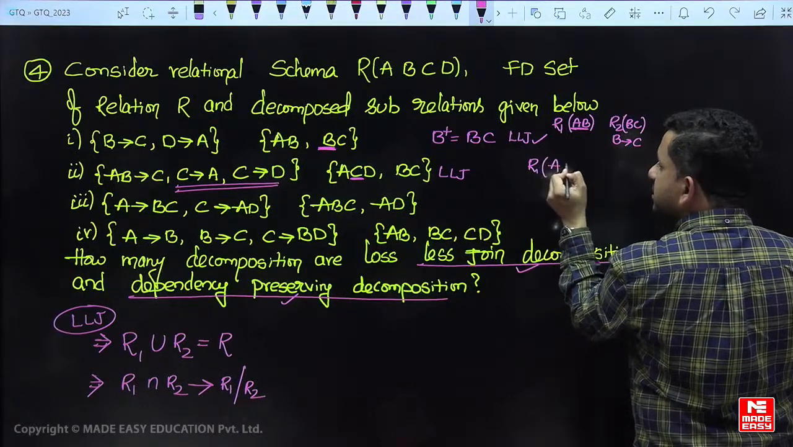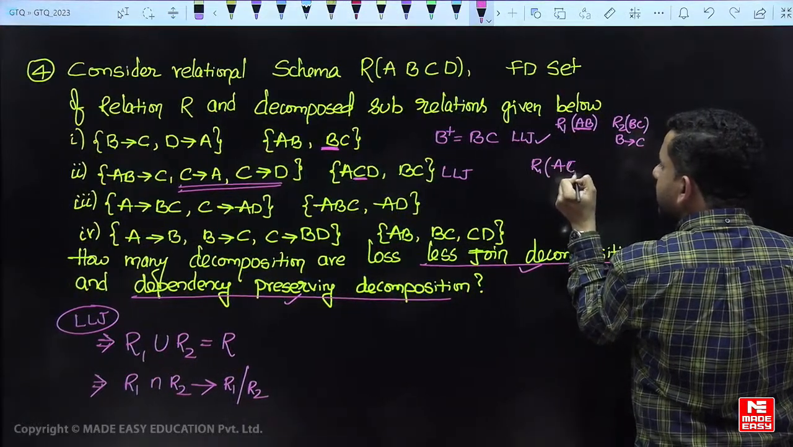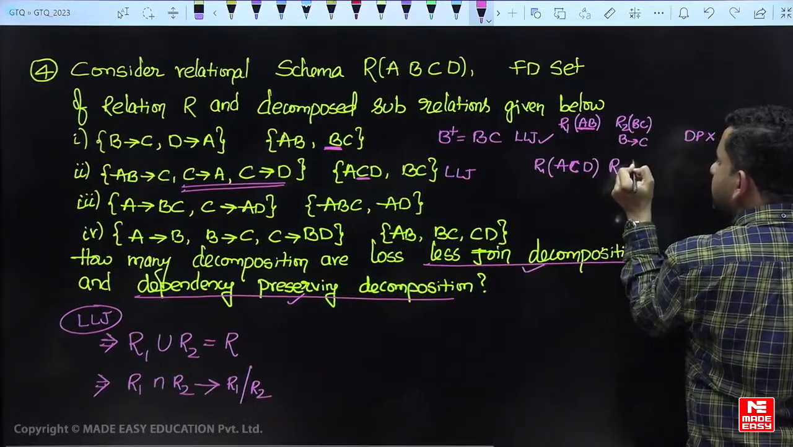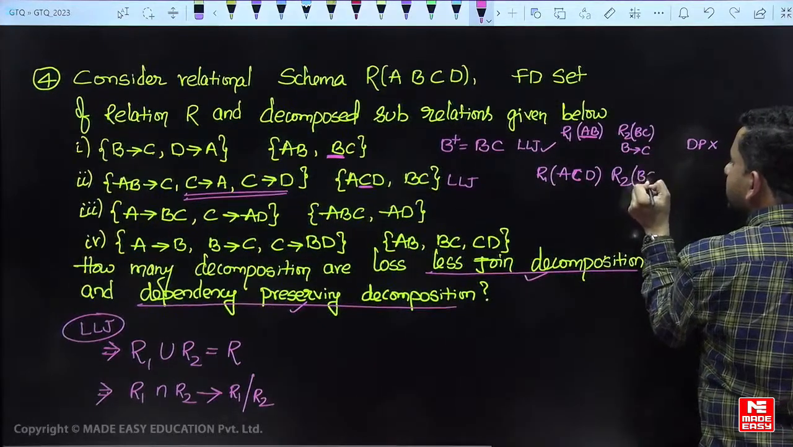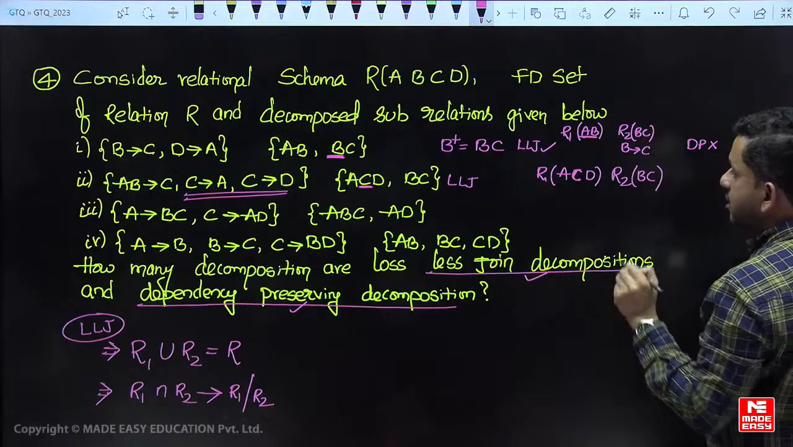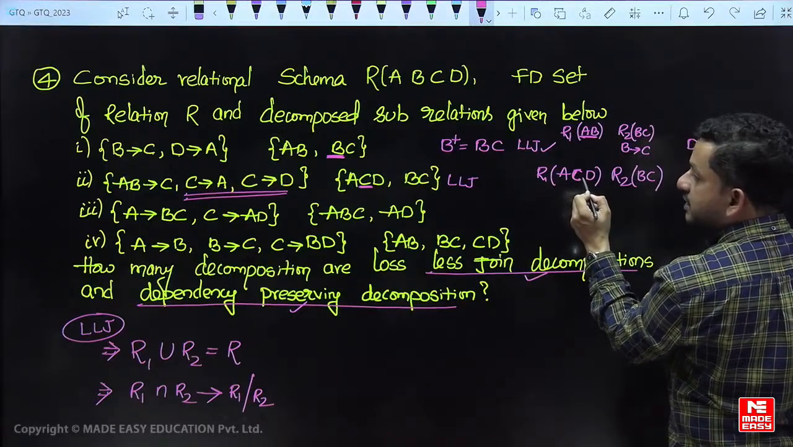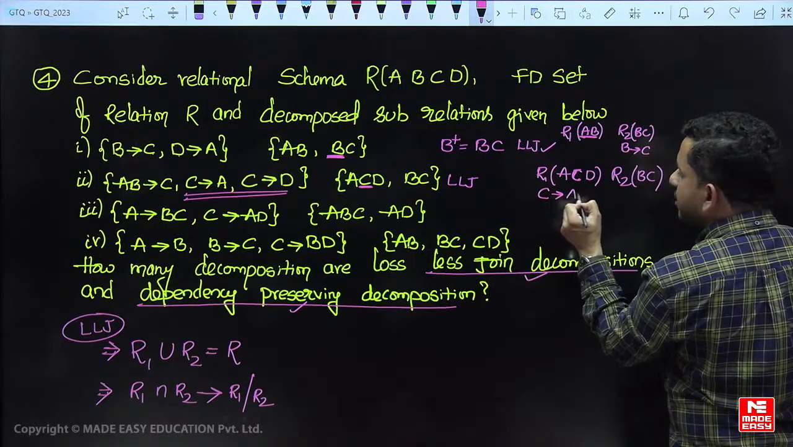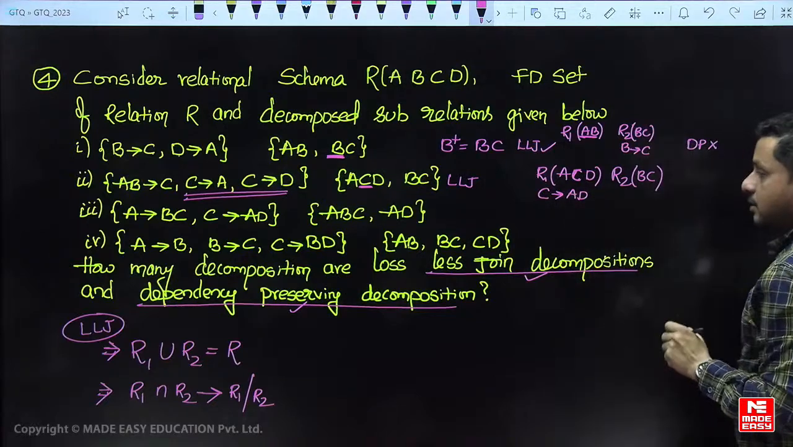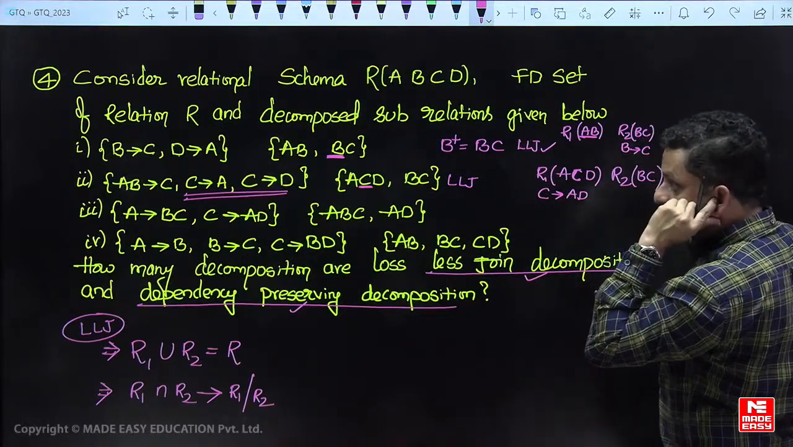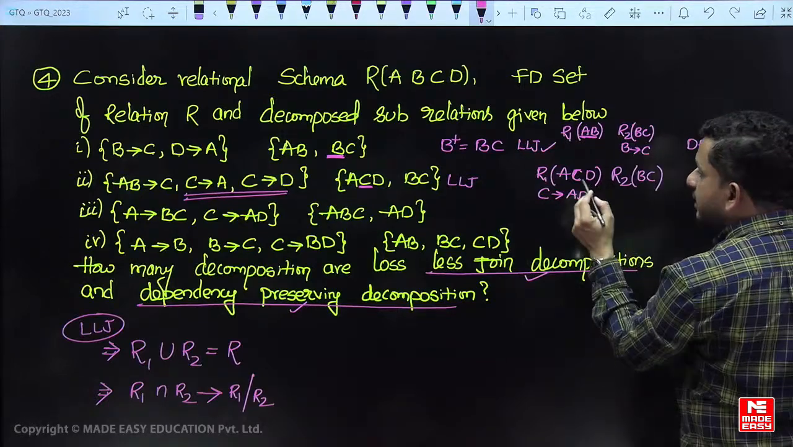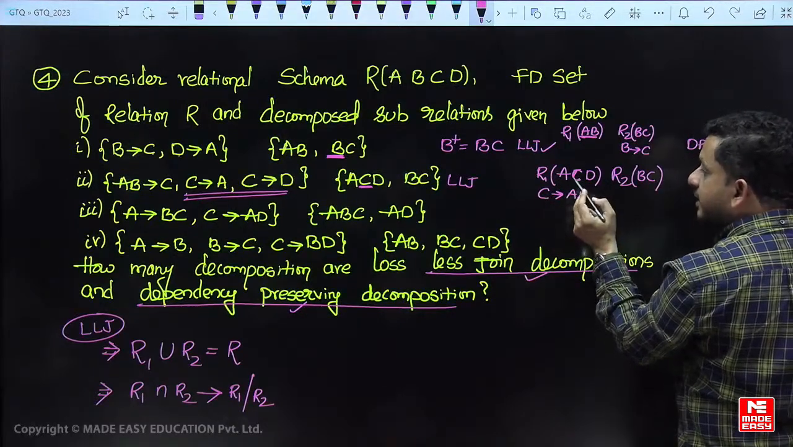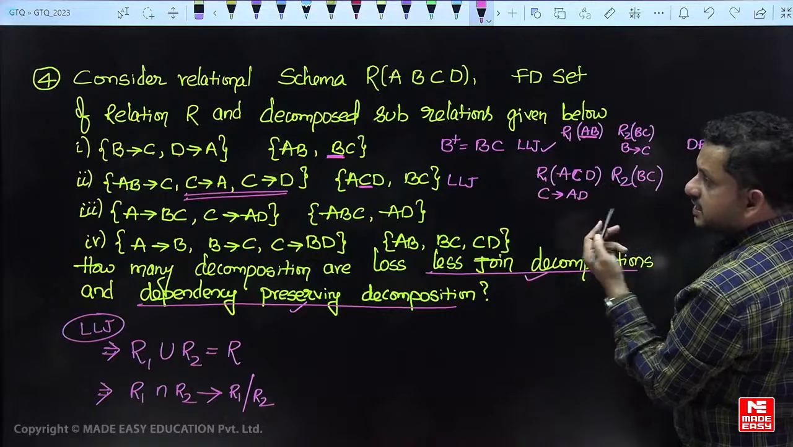R1 is one subrelation with the attributes ACD, and R2 is the other subrelation with the attributes BC. So find the FDs of the subrelations. A closure does not determine CD, and C closure determines AD. C determines AD is one FD. D closure is also only D. Then AC closure and AD closure determine other attributes, and that is a redundant FD. Then CD closure is also only CD.